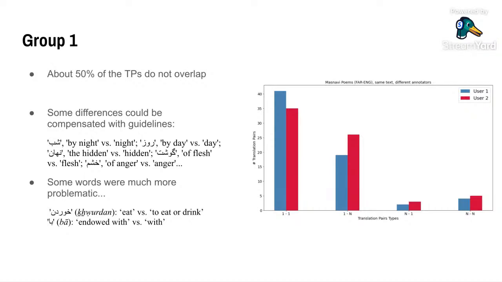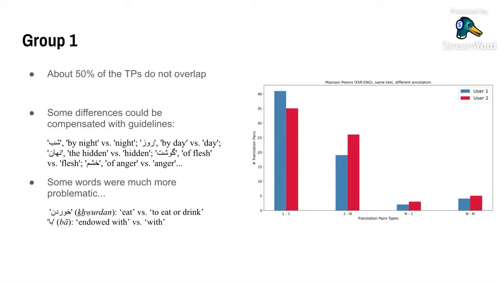And it largely happens the same with the second word that I'm exemplifying here, ba, which technically means with, but the translation was actually richer. And so one of the two users aligned it with endowed with. And again, we can see pretty much the same tendency between these two users. And again, in theory, this case could be solved with a very strict set of guidelines, but at the same time, it could be questionable to do so from the standpoint of the translation.